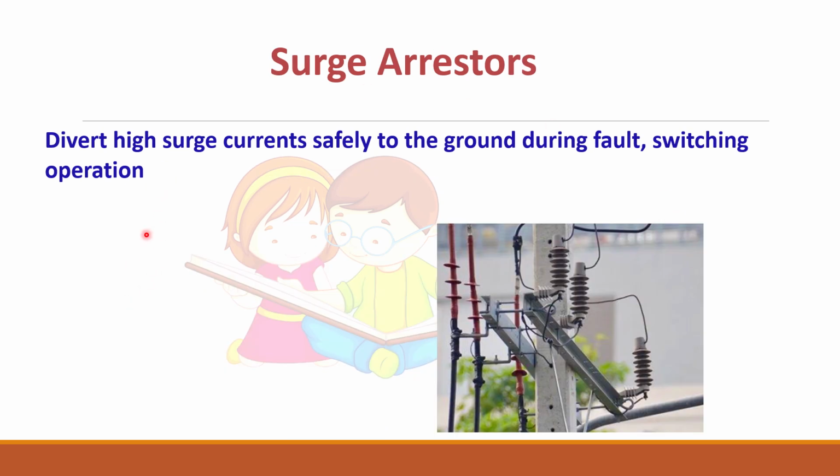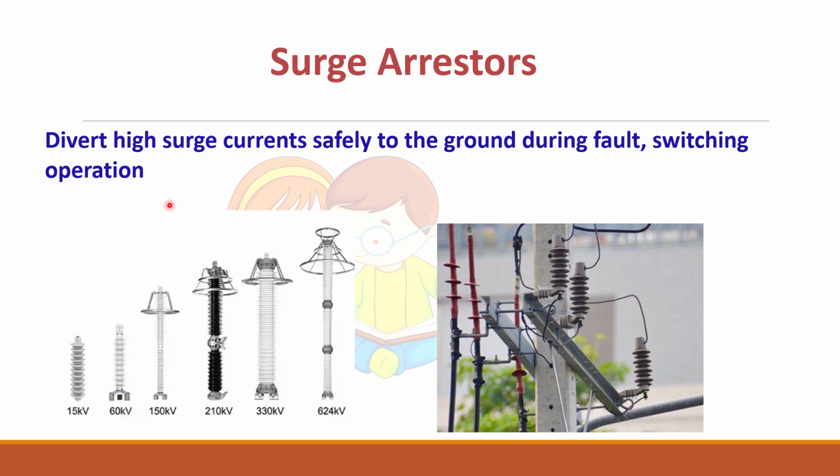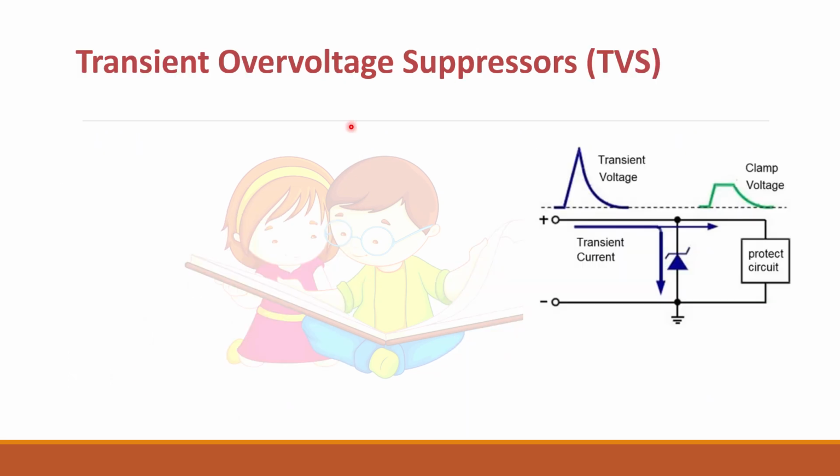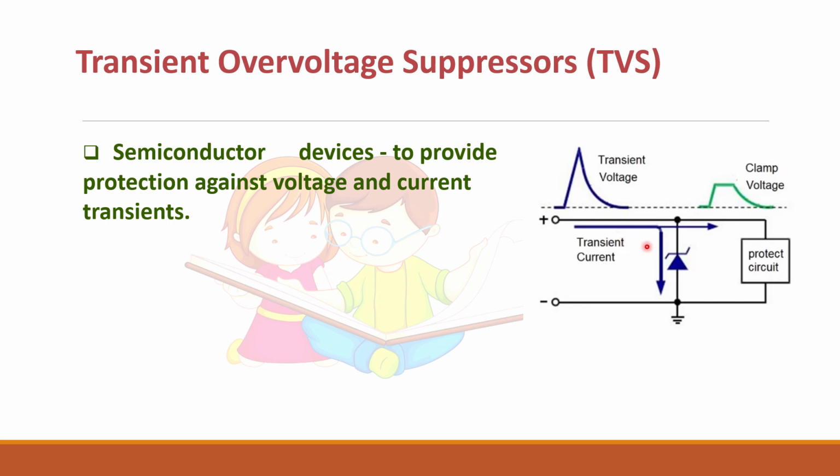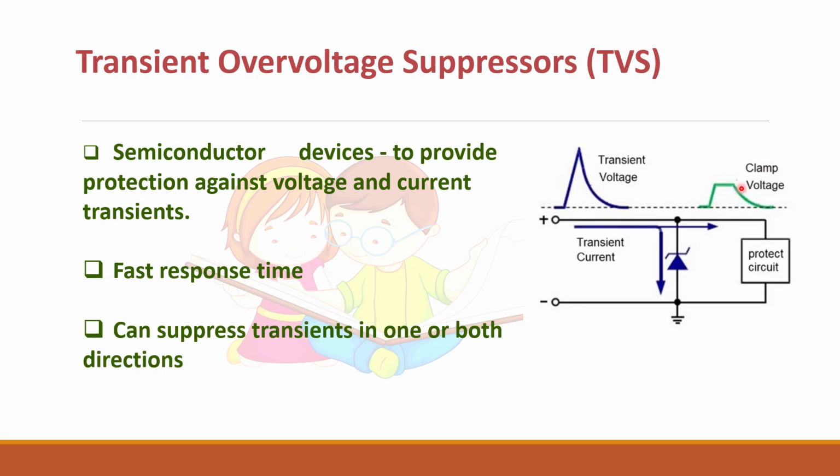Then we can have surge arresters which are used to divert the high surge current to the ground during fault or switching operation. So for different voltage levels, we will have different types of surge arresters. Transient over voltage suppressors are semiconductor devices, actually like a Zener diode, which can give you protection in one direction or both directions.